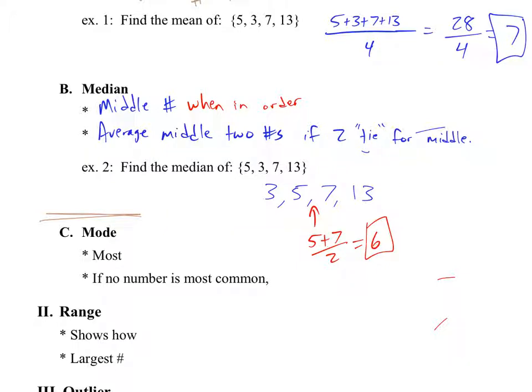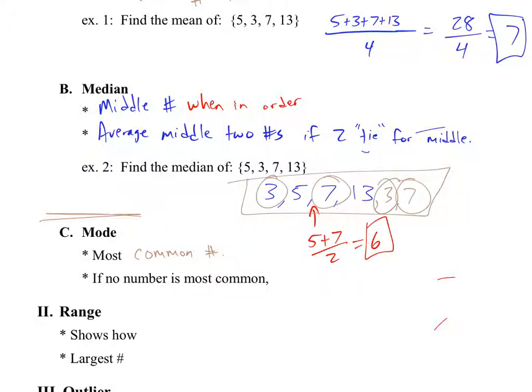Mode is the most common number. If you have 2 numbers that tie for most common, then you'll have 2 modes. So if you have a data set, something like this, and then we'll say another 3 and another 7. Now the mode is going to be 3 and 7. Good? There's at least one in the homework that has this line here.